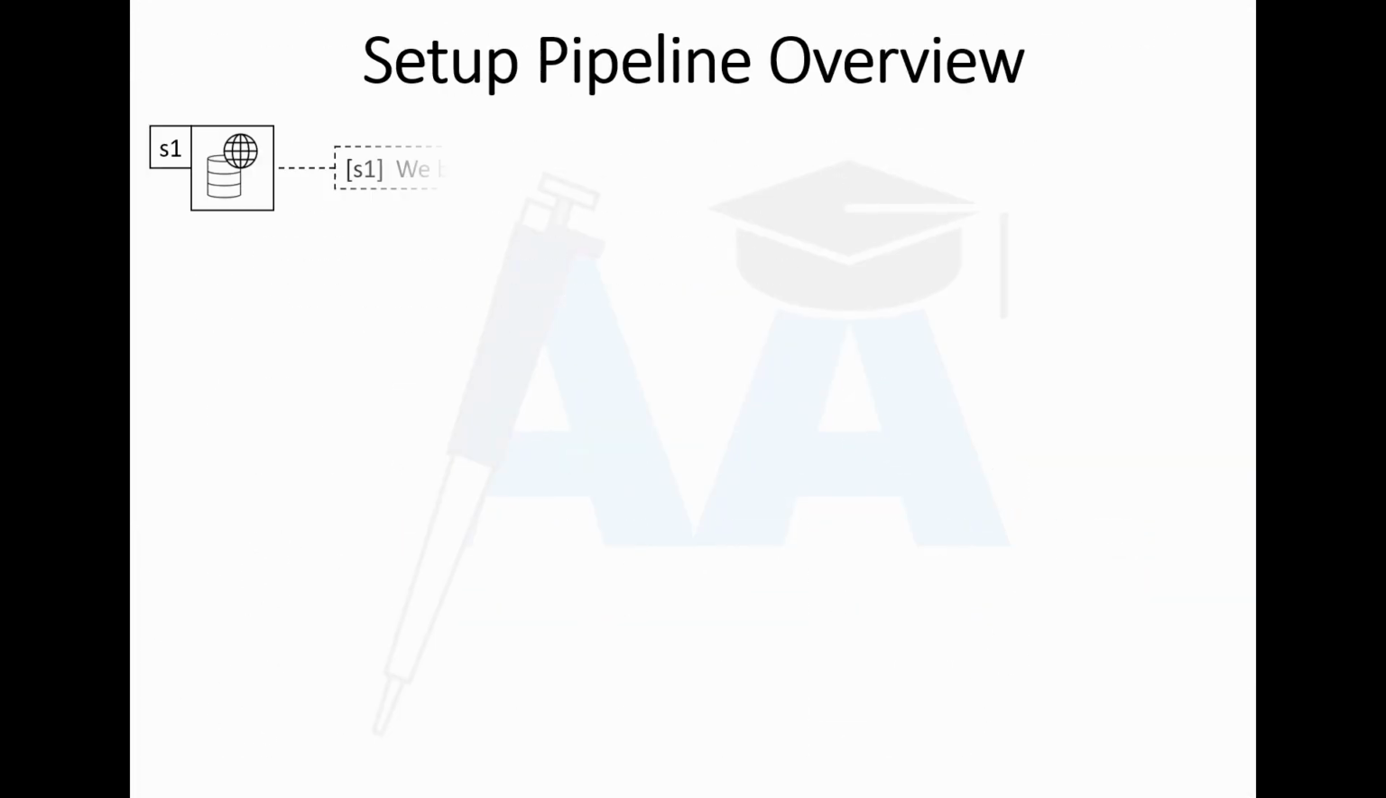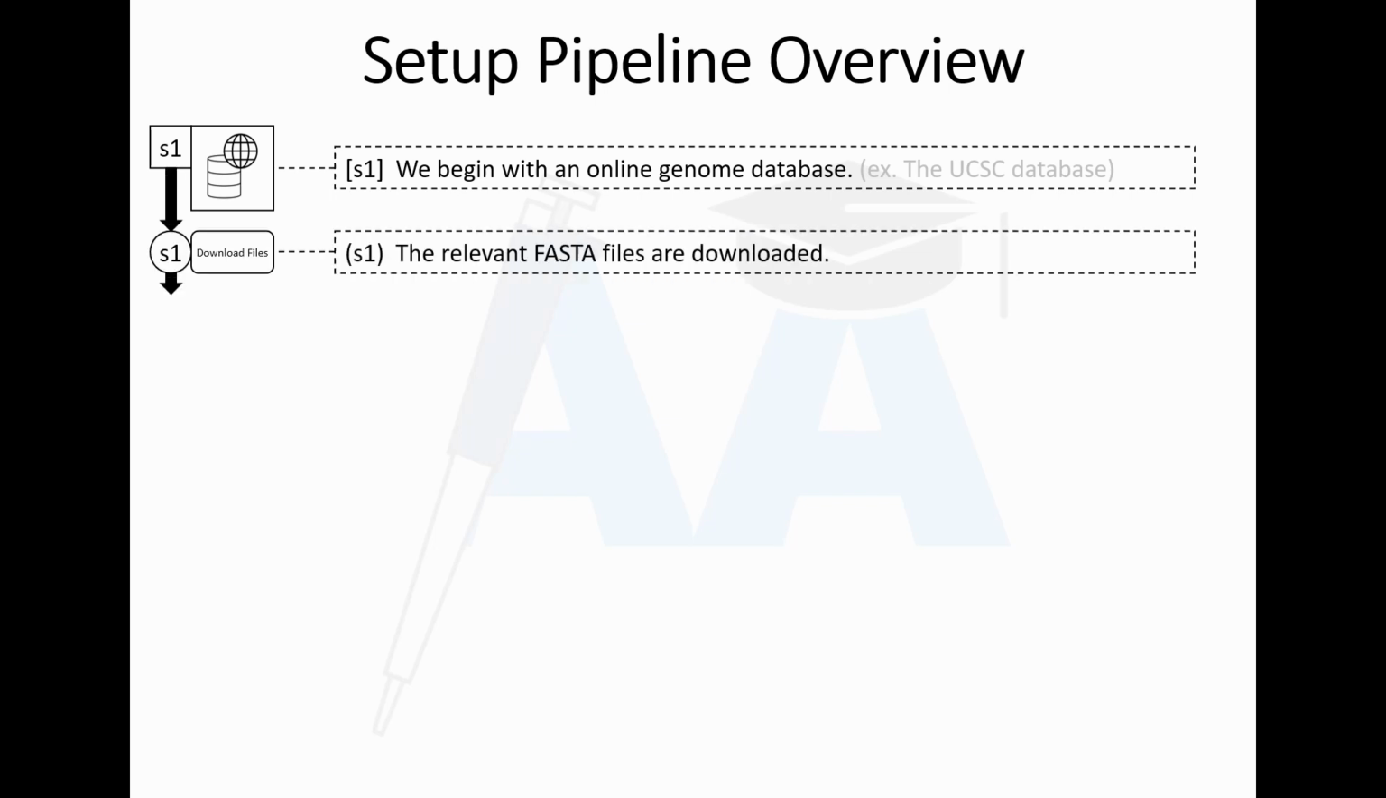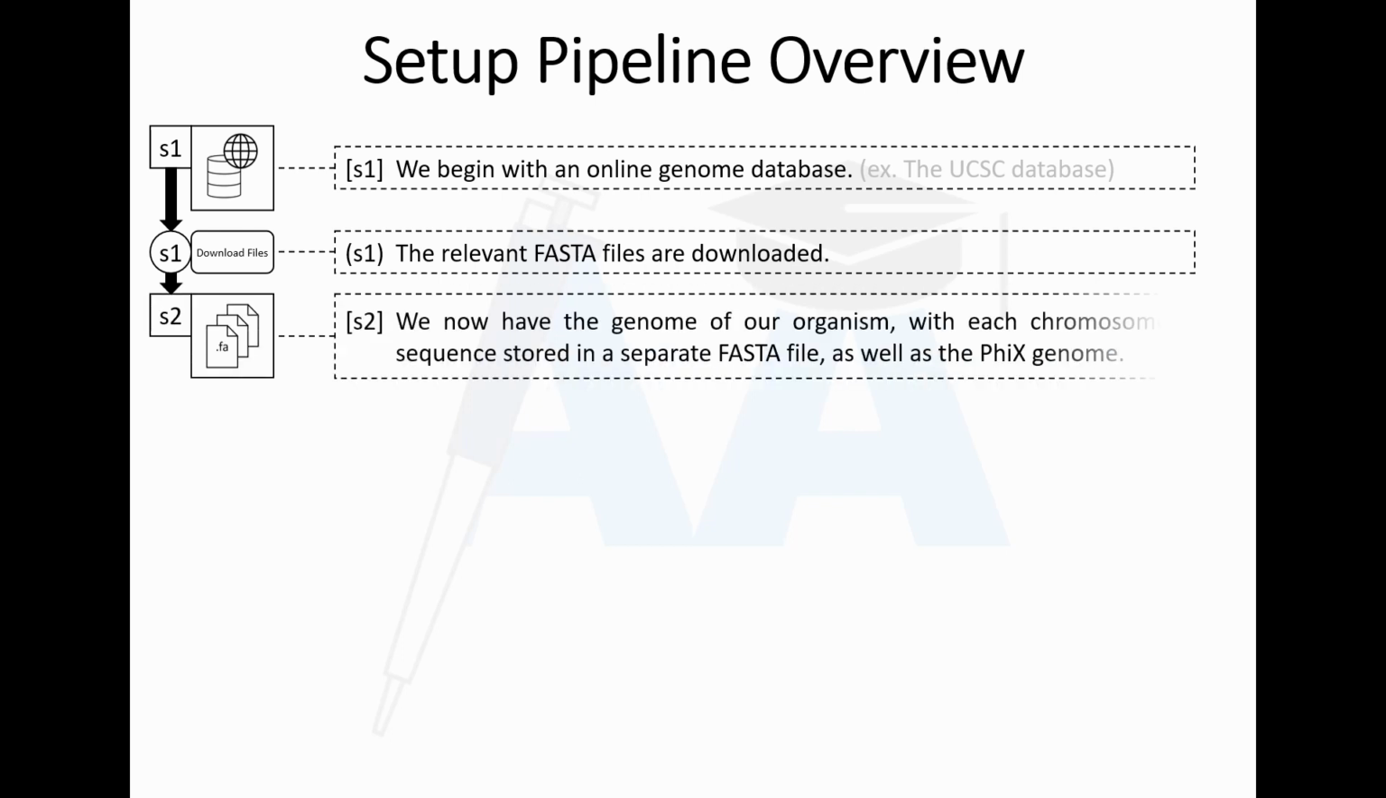Now let's talk about how to set up the pipeline. That is to say, how do we get all the files we need to run the core pipeline, aside from the data to be analyzed? Well, we first download the relevant FASTA files from an appropriate online database, such as UCSC. These FASTA files make up the genome of our organism of interest, with each chromosome's sequence stored in a separate FASTA file. We may also need to download the PhiX genome.